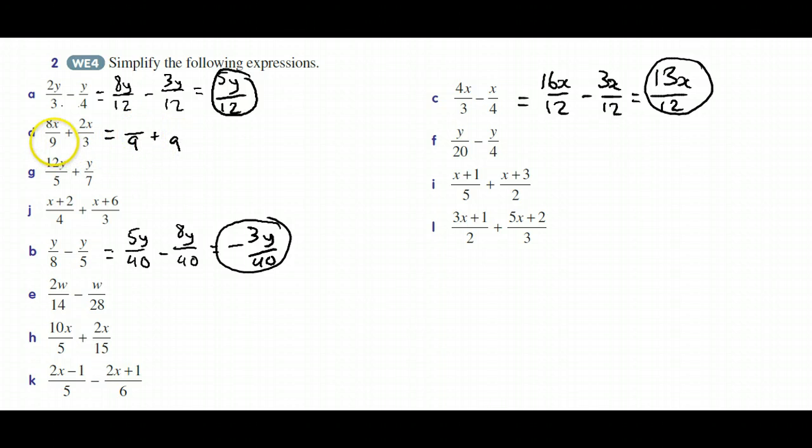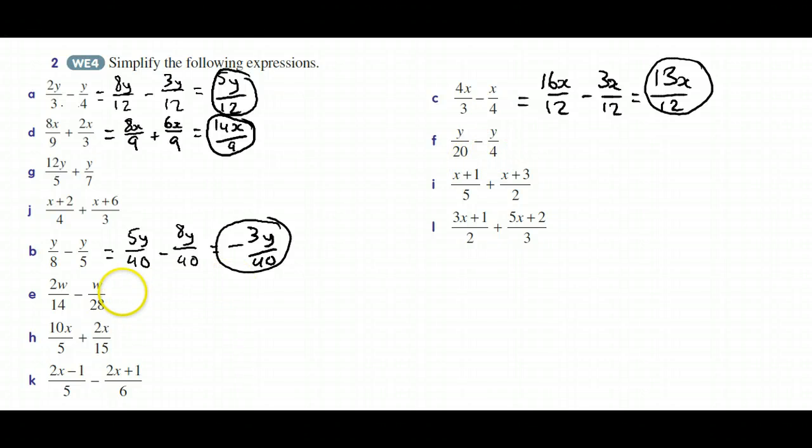To get 9 to become 9, we do nothing. So that stays 8x. To get 3 to become 9, we multiply by 3. So we're going to multiply the top by 3, and we get 6x. So we've got 8x plus 6x is 14x, and it's over 9.